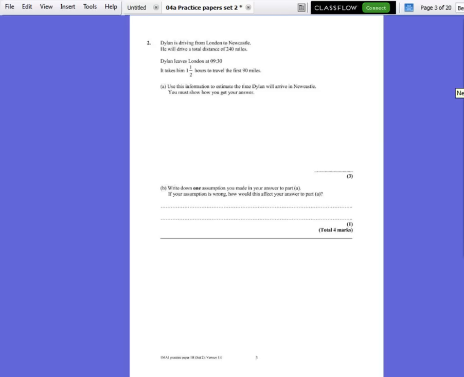Question 2. Dylan is driving from London to Newcastle. He will drive a total distance of 240 miles. Dylan leaves London at 9:30 and it takes him an hour and a half to do the first 90 miles. Use the information to estimate the time he'll get there.